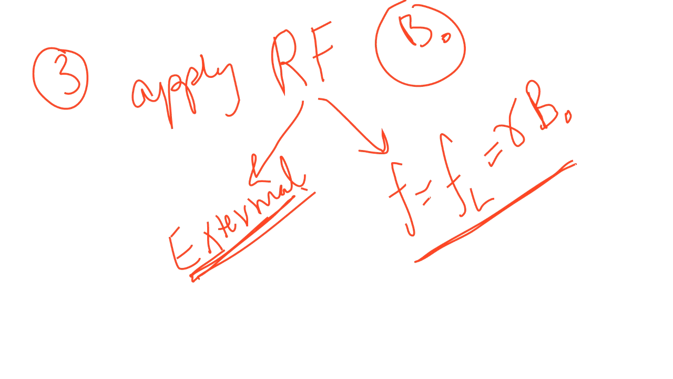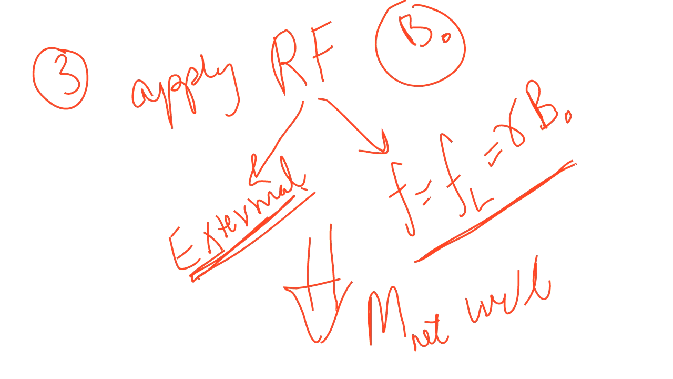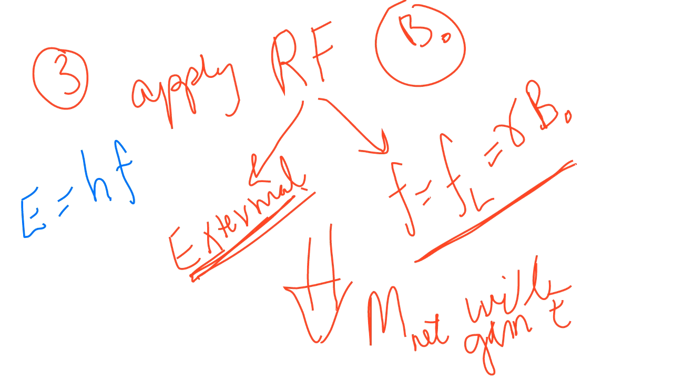Once I apply that, what's the result of all of this? The result is that M, the net magnetization, M net, will gain energy. Okay, where is this energy gained from? Make sure that I will look for this point here. It will gain its energy from E equals hf. Okay, this is the radio frequency. This is what it gains its energy from. This is the amount of energy gained.